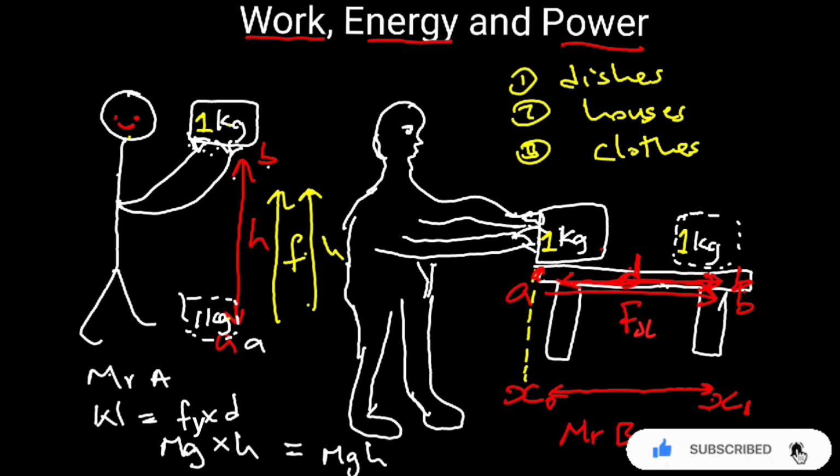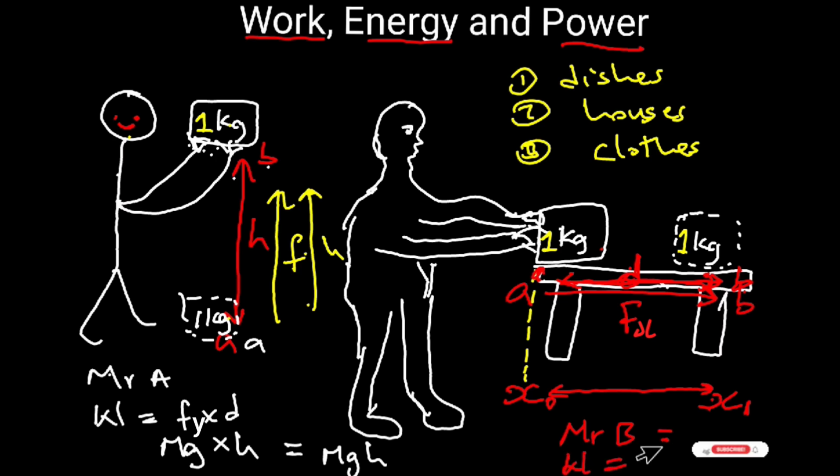So the work done by this Mr. B is given by: work done is equal to the force that this man applied on this object multiplied by the distance that is caused by this force on the object. So here force again is equal to mass times acceleration due to gravity, and then the distance here is the displacement caused, which is equal to d.